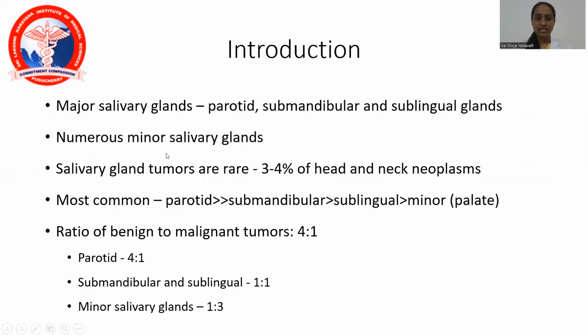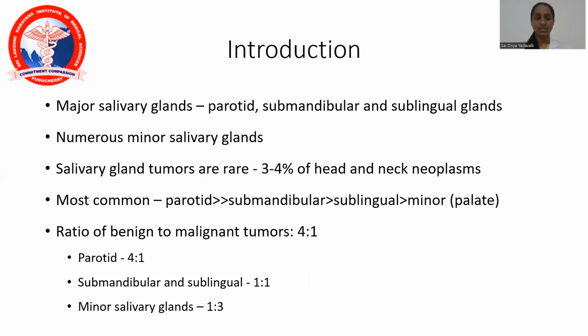So salivary glands are divided into major and minor salivary glands. Major salivary glands consist of the paired parotid, submandibular, and sublingual glands. There are a number of minor salivary glands spread across the oral cavity and the oropharynx. Salivary gland tumors are very rare. They only consist of 3 to 4% of head and neck neoplasms.